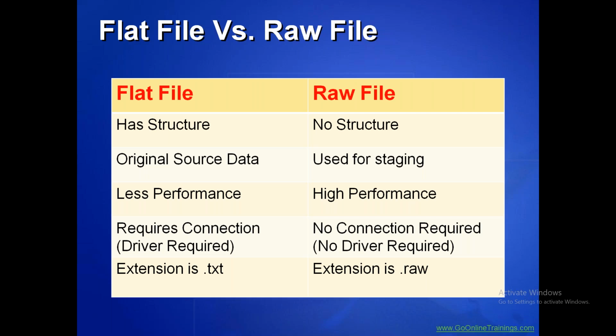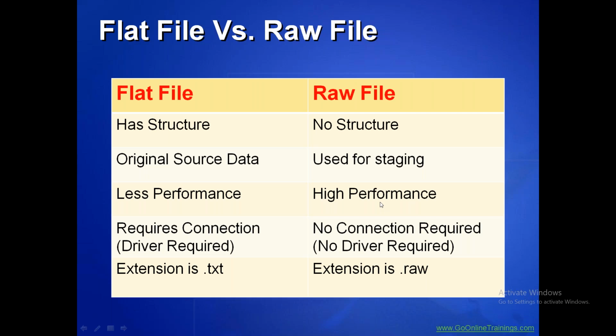Flat files have less performance because parsing is going to happen. These are slow to read and write the data. Raw files have high performance because no parsing is done, no validation, no checking is done. These are faster. Flat files require a connection; for raw files, no connection is required. The extension for flat files is .txt, here the extension is .raw. So this is what you need to understand.